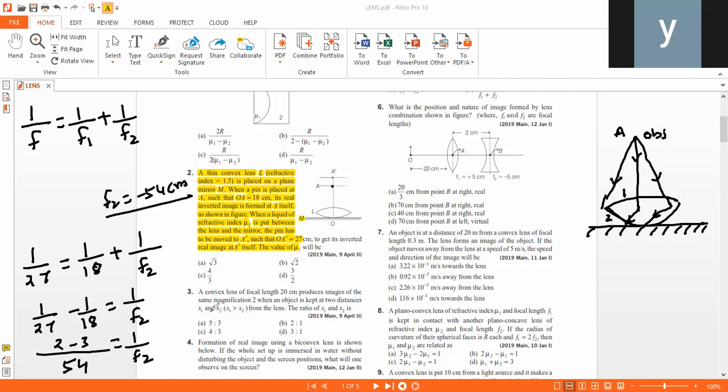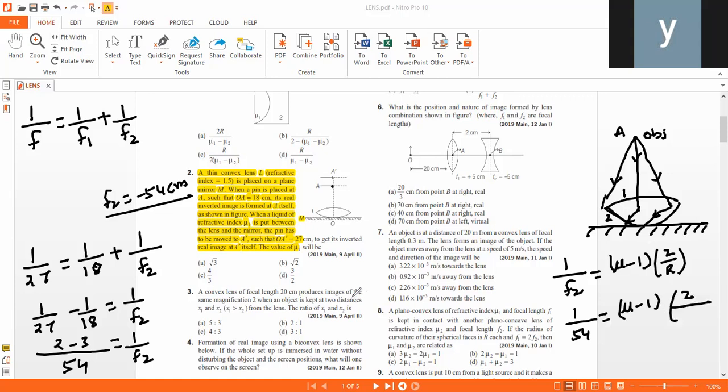Now I got the f2. Since it is a biconvex lens, we can write 1 by f equal to (mu minus 1) into 2 by R, or 2 into (mu minus 1) by R. So 1 by 54 is equal to (mu minus 1) times the radius of curvature.